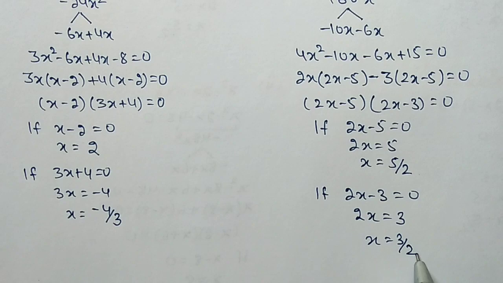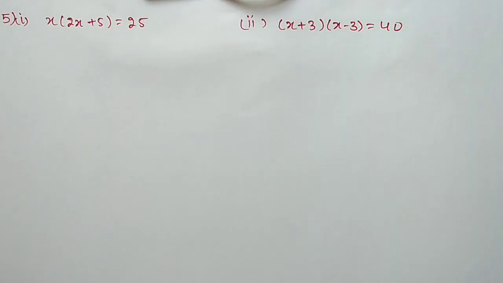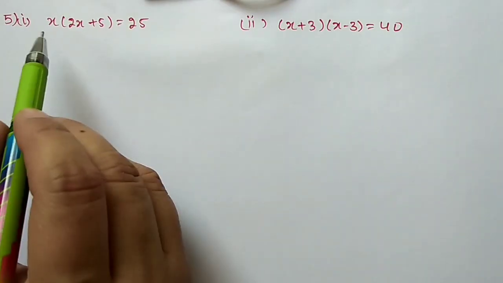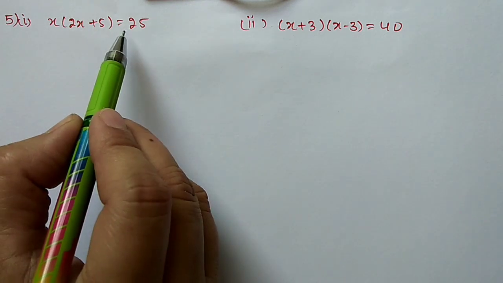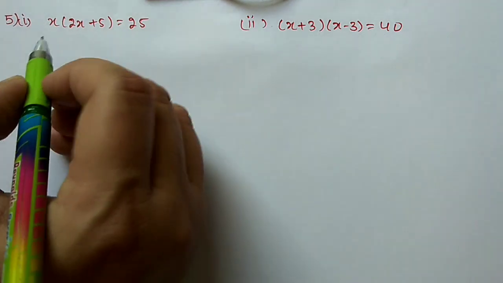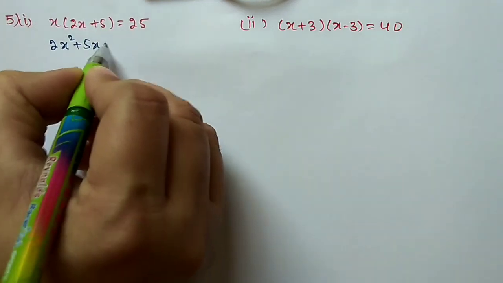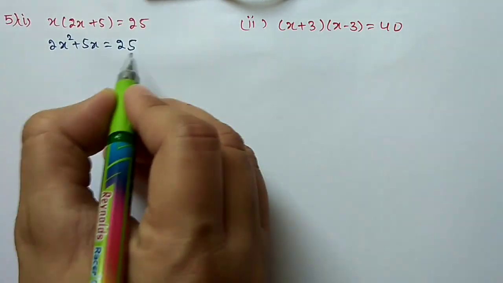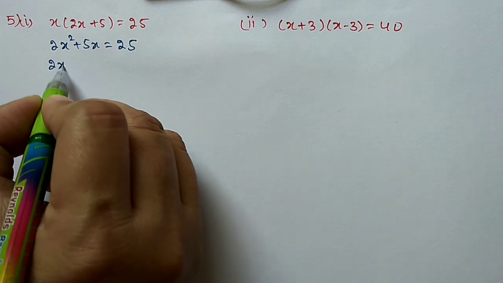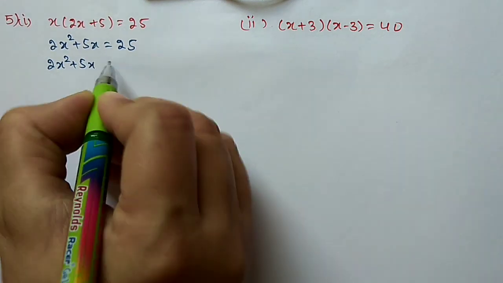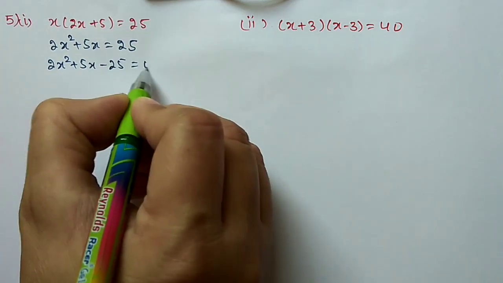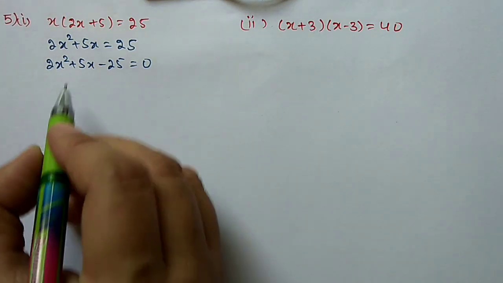Next, fifth question, first part, x into 2x plus 5 equal to 25. So first multiply this x inside the bracket. 2x square plus 5x equal to 25. And 25 also shift this side. So 2x square plus 5x minus 25 equal to 0. Now we will do the factorization.